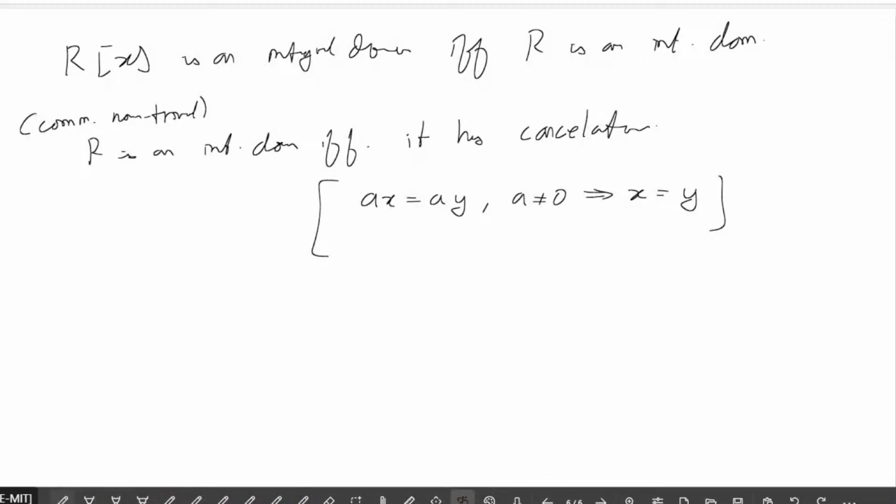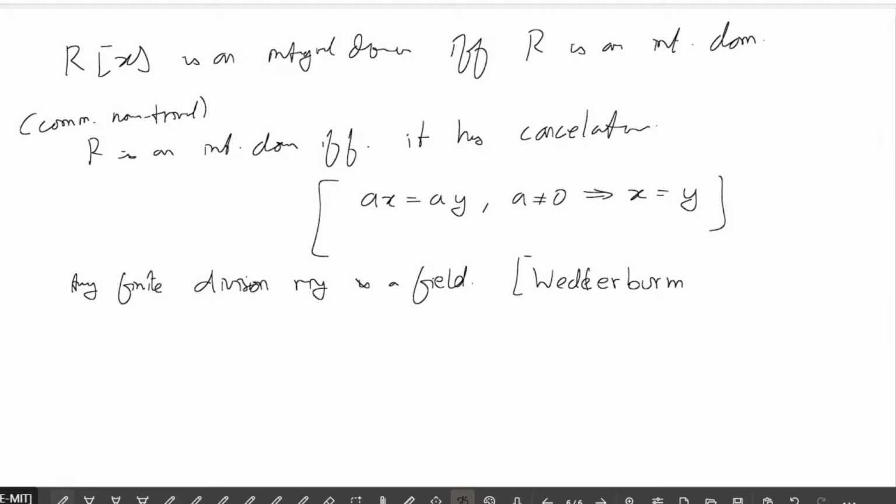There is another result. So here, by definition, you have commutativity. Okay. There is another result. Any finite division ring. What can you say about it? Is a field. The proof is not at all simple. It's a big proof. So not a simple proof.